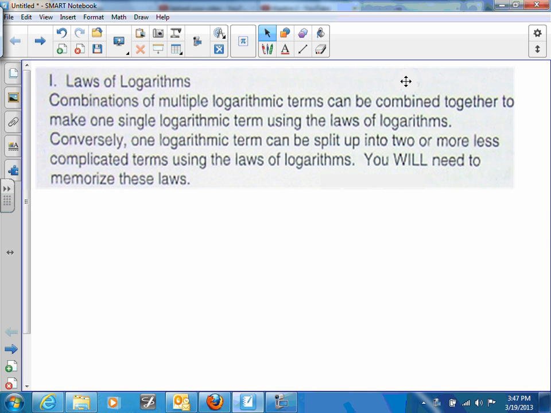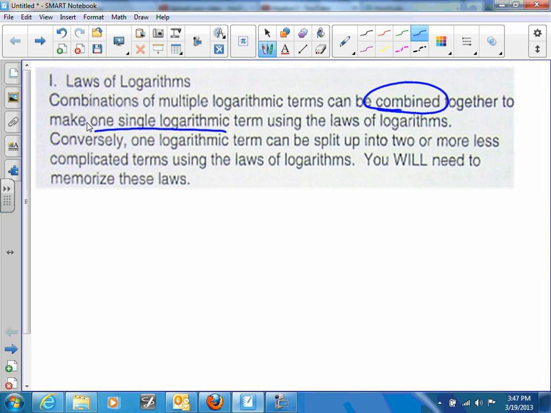All right, we have the laws of logarithms. Combinations of multiple logarithmic terms can be combined together to make one single logarithmic term. So you're going to make one single logarithmic term after you combine them, okay? Using the laws of logarithms.